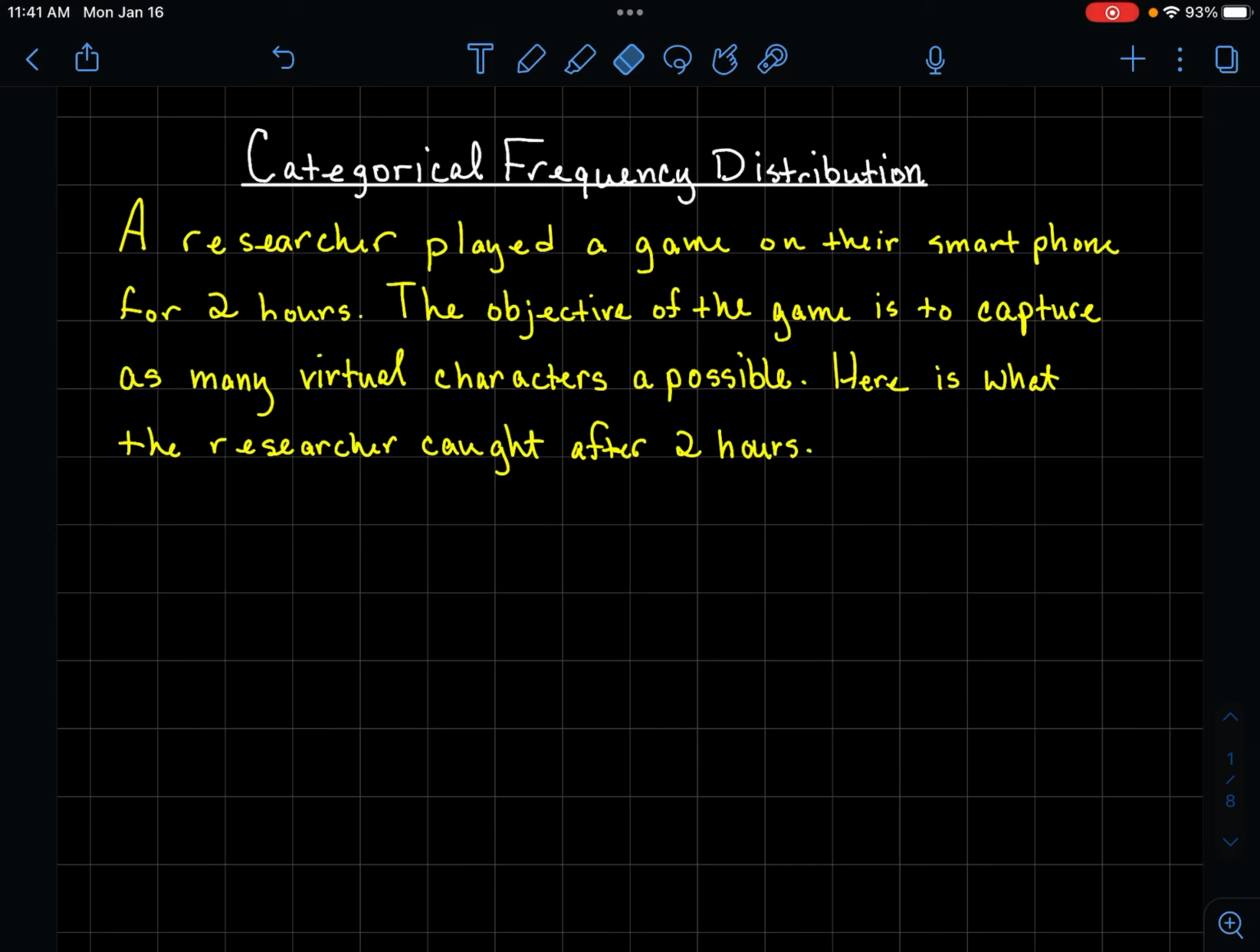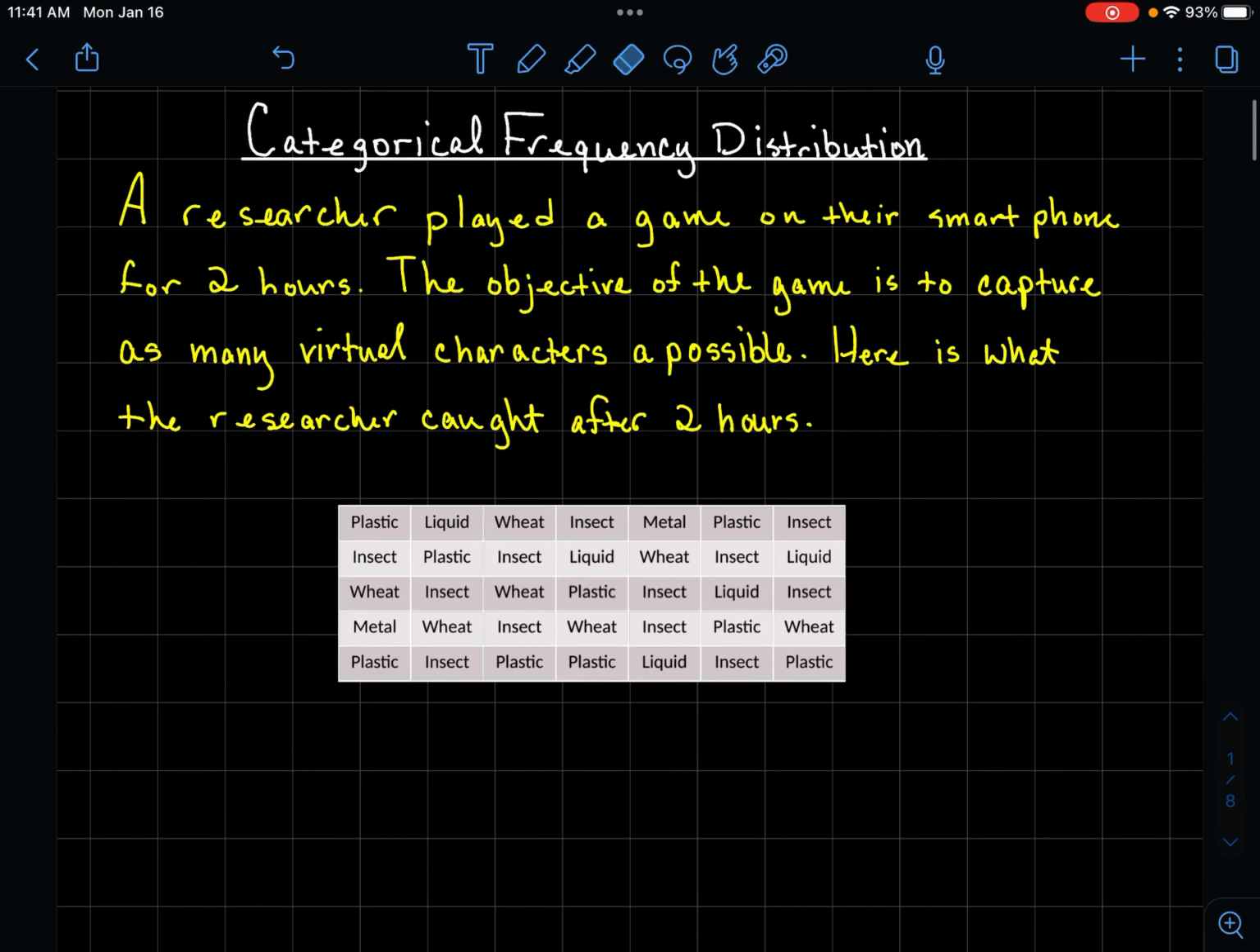We have a researcher who likes to play a game on his smartphone, and he's going to play for 2 hours. The objective of this game is to collect as many of the virtual characters as possible, and here's what the researcher got for that 2 hours of playing time. This is all of the data.